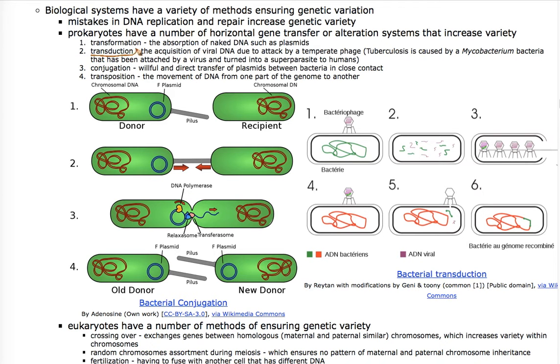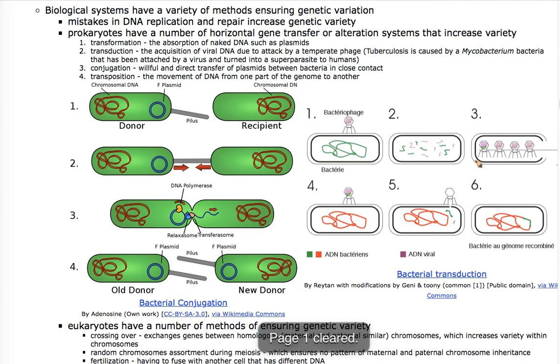Transduction is the acquisition of viral DNA in a bacteria due to attack by a virus that likes to shoot its DNA into the bacterial genome. So transduction is really common in bacteria. It turns out that tuberculosis bacteria are actually harmless until they are transduced by a virus that turns them into lethal killers. It turns them into a human superparasite. That is a case of what we call DNA transfer by transduction.